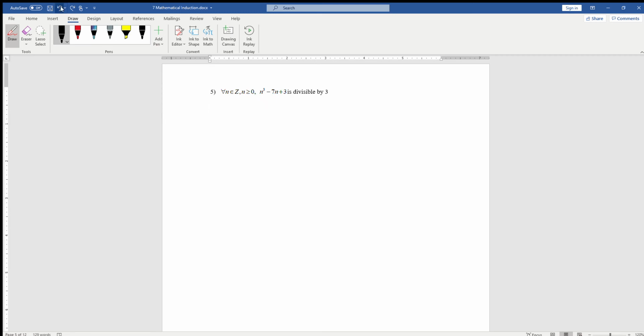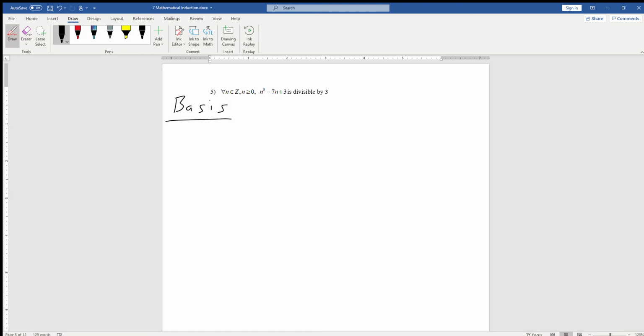Just wanted to show you an example of a mathematical induction involving divisibility. This is number 5 on the guided notes. For all n in the integers, n greater than or equal to 0, n cubed minus 7n is divisible by 3. We know we always want to start with our basis step.